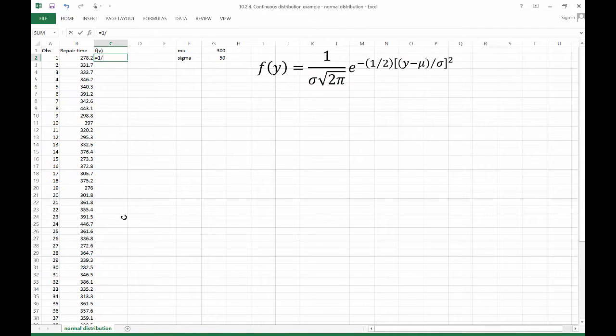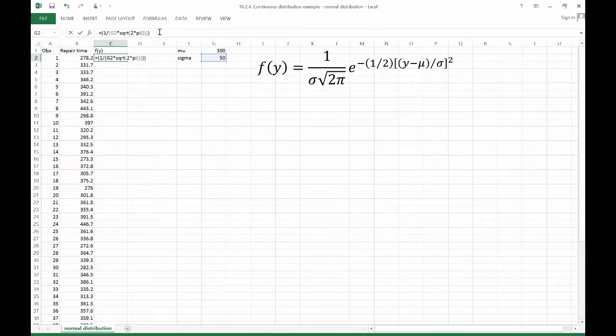So that's 1 divided by sigma times the square root of 2 times pi. There's a built-in pi function in Excel, PI and then parentheses. And then we'll close these things up. I always get happy with these parentheses. So this is the first part right here.